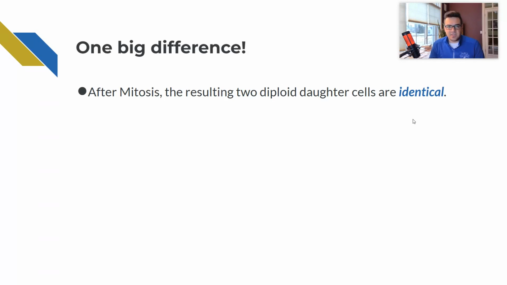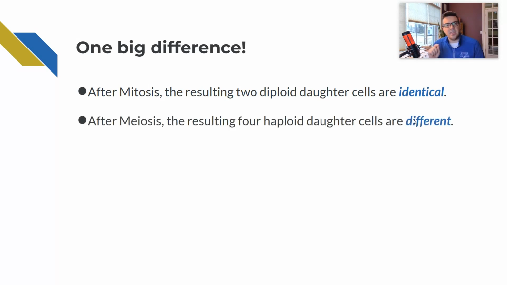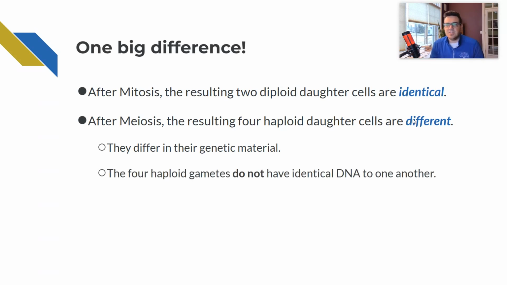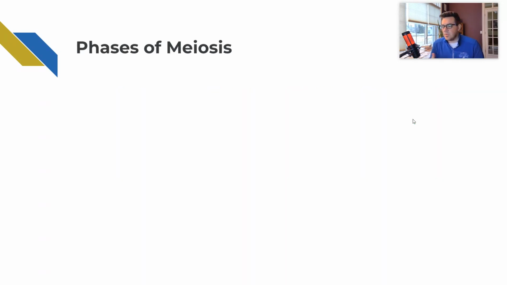All right, and this is the big key difference in why sexual reproduction and meiosis are even a thing. While in mitosis the daughter cells that result are identical, in meiosis the daughter cells are different. They are unique from each other. And this is how sexual reproduction results in increased genetic diversity in a population. That's really the entire benefit of sexual reproduction. So they're going to be different in their genetic material. They're not going to have identical DNA to one another. And that's going to be a benefit for whatever that population of organisms, that species, is that reproduces sexually as opposed to asexually.